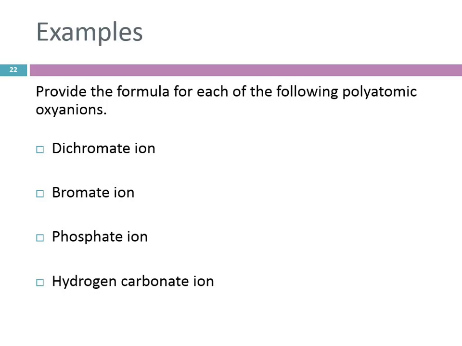Give the formula for these guys. Starting off with a tough one. Dichromate. Yeah, it is going to be Cr2. Would it be a bromine and bromine? Well, these are polyatomic oxy anions. So it's got to have oxygen. And it's got to be an anion. O3? Be a good guess. It's actually O7.